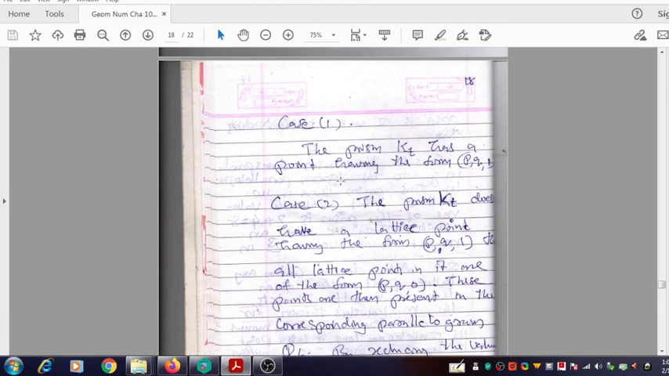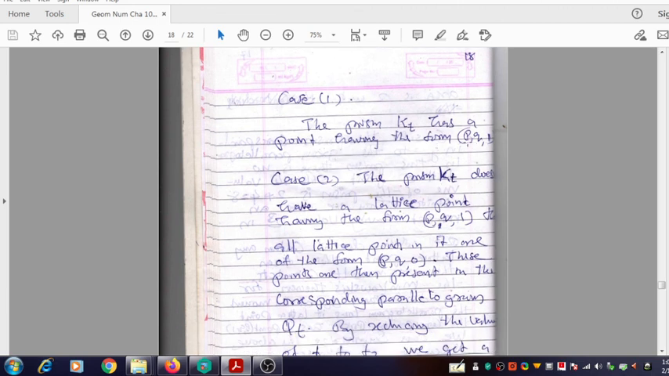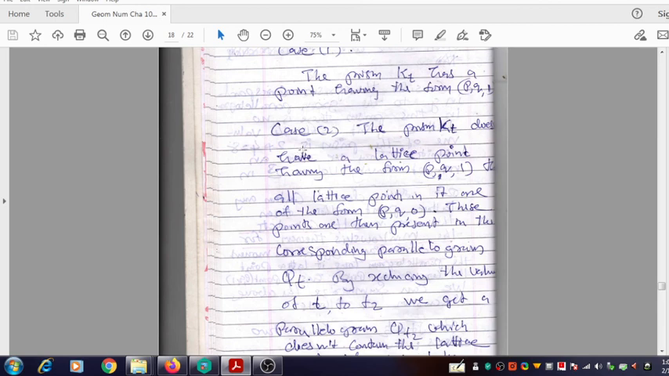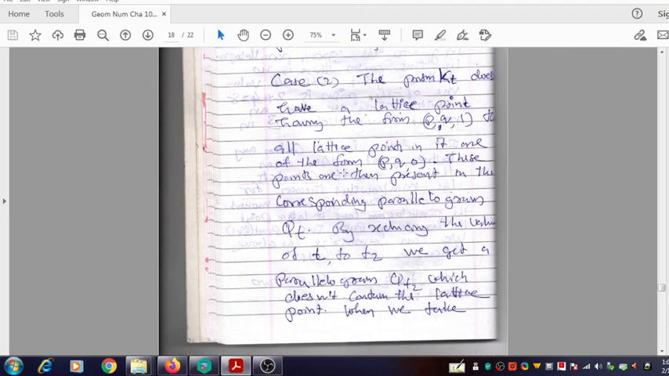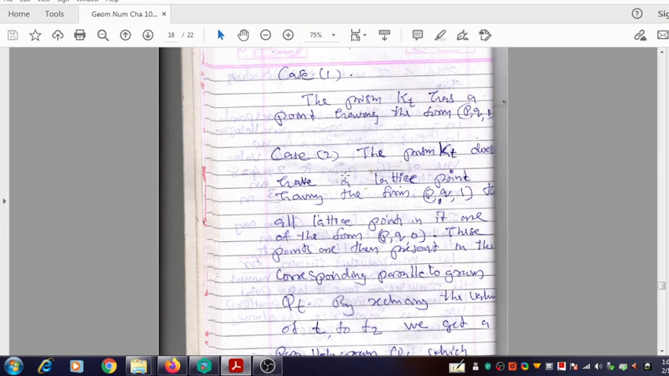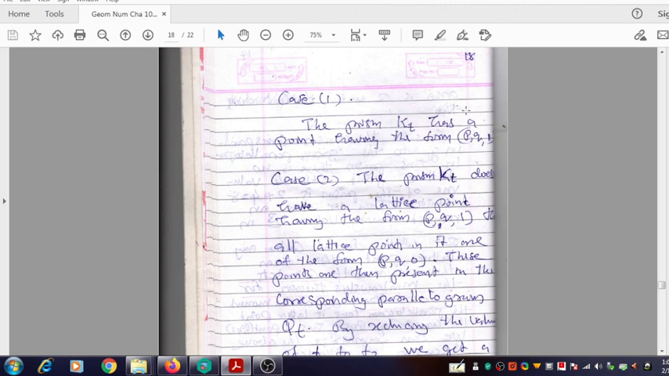Situation 1, or case 1: think about the prism kt. It has a lattice point having the form pq plus 1. And the second situation is that the prism kt does not have a lattice point having the form pq plus 1. See, if it does not have a lattice point of the form pq plus 1, then what happened? In this situation, that cannot happen. So it must have a lattice point of the form pq plus 1.